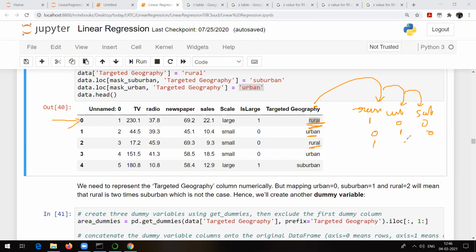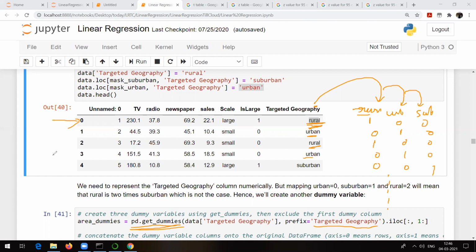Again rural, 1 0 0. Again urban, 0 1 0. Suburban, 0 0 1. This is going to happen for all the 200 records. It is going to happen because of this one. pd.get_dummies is going to do that. And how are we making sure? We are adding a prefix before all these column names.